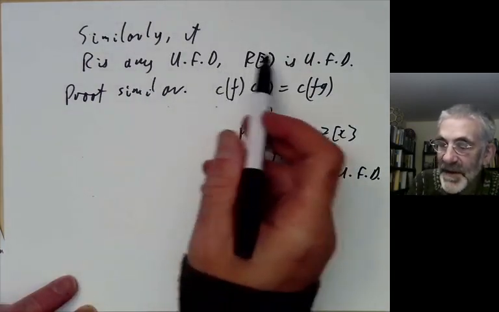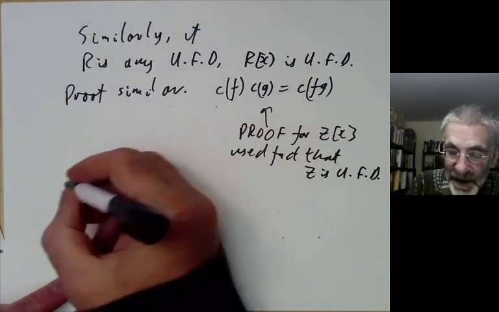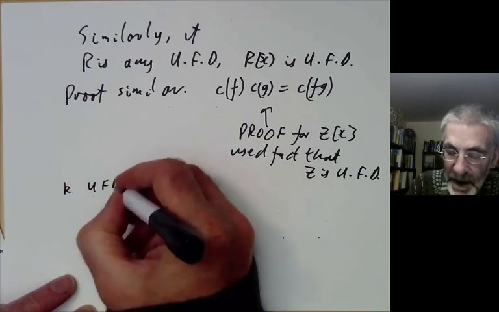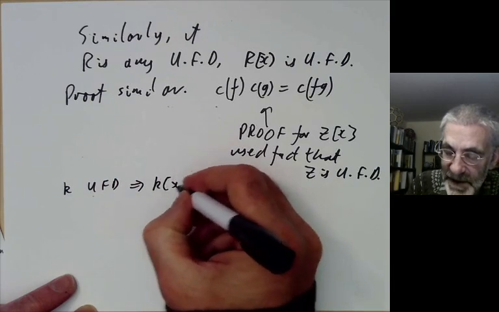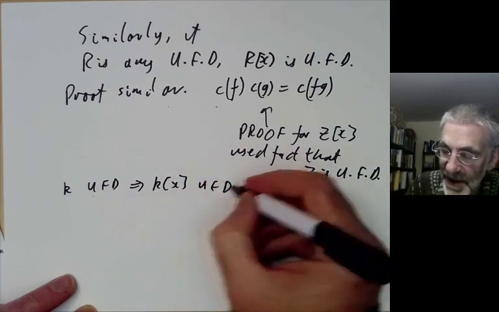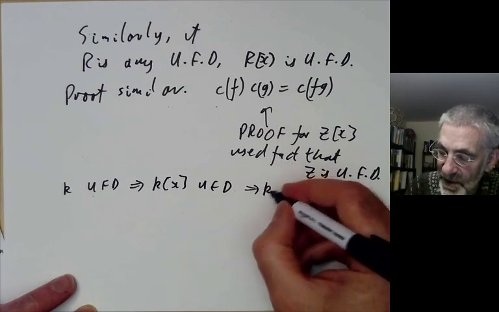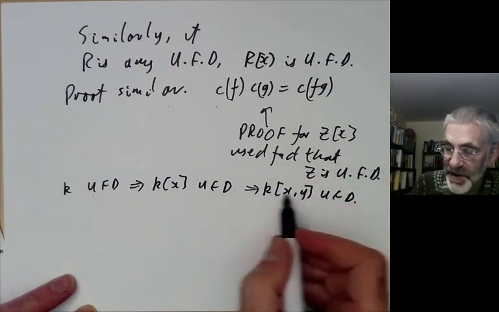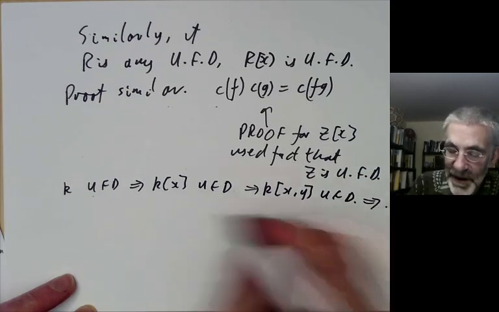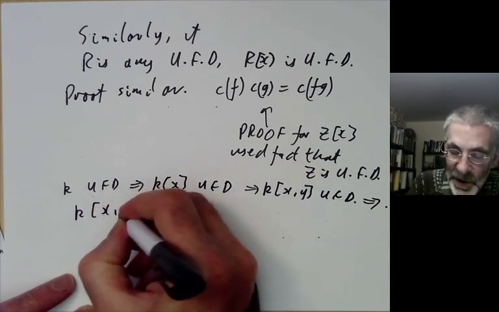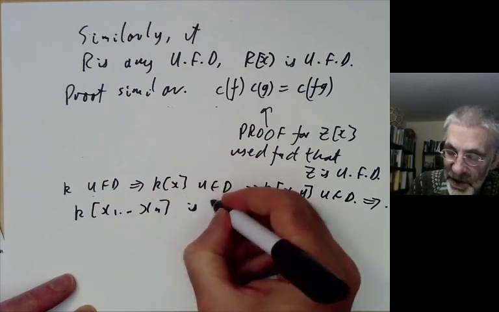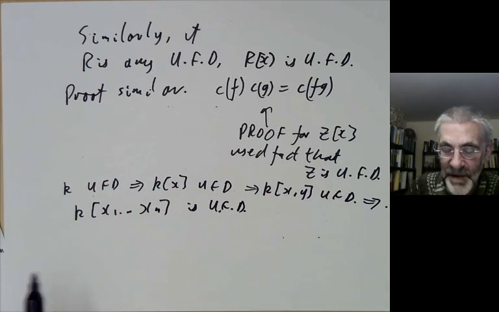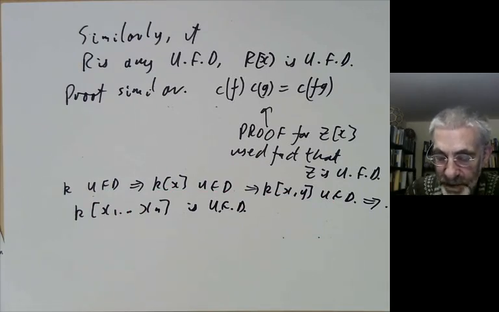And the nice thing about this is we can repeat this. So if we've got a field K, then K is a unique factorization domain. This implies K[x] is a unique factorization domain. And then we can repeat it again and deduce that K[x,y] is a unique factorization domain, because this is just polynomials over K[x]. And we can keep going. We find that K[x1,...,xn] is a unique factorization domain. So polynomials in any number of variables over a field have unique factorization.